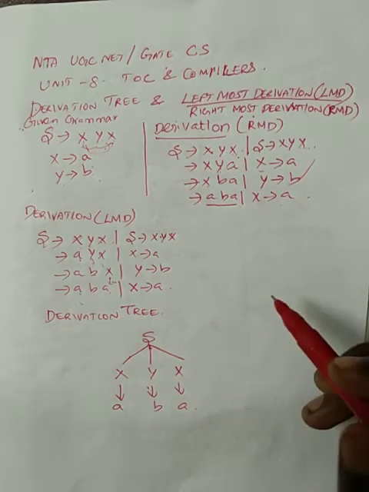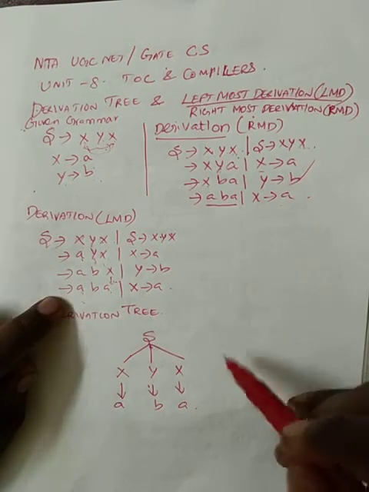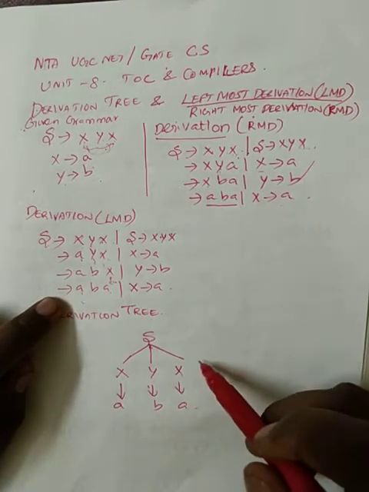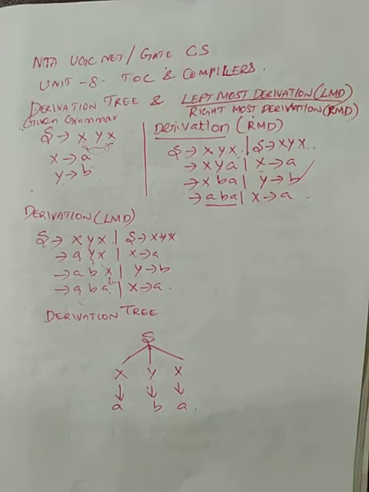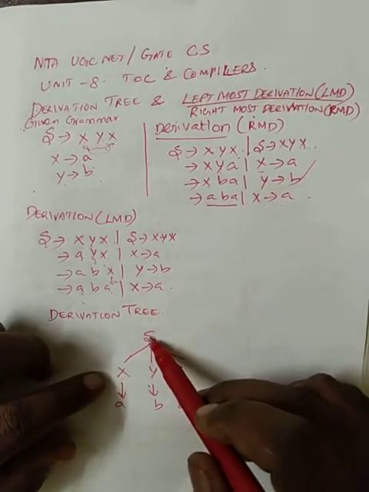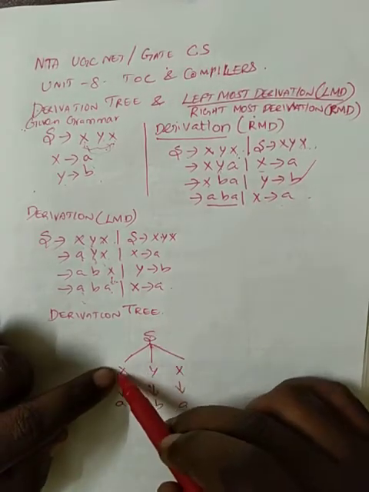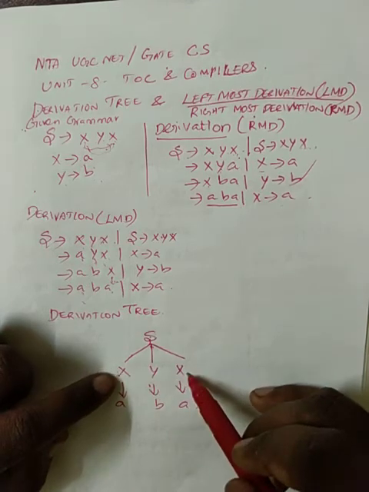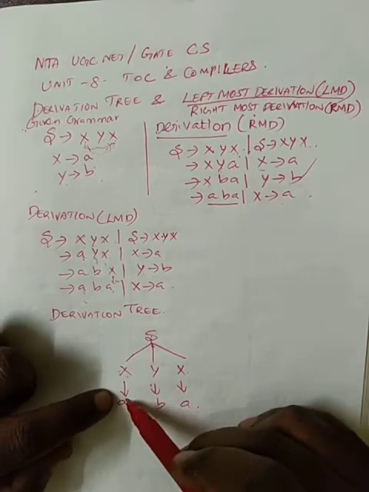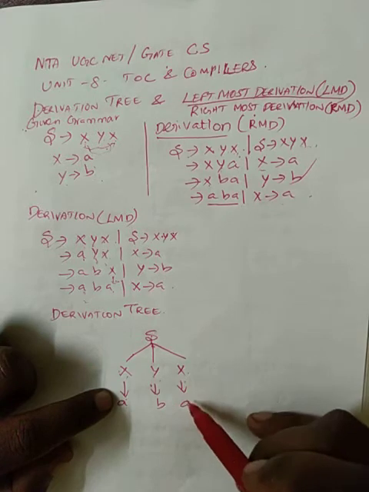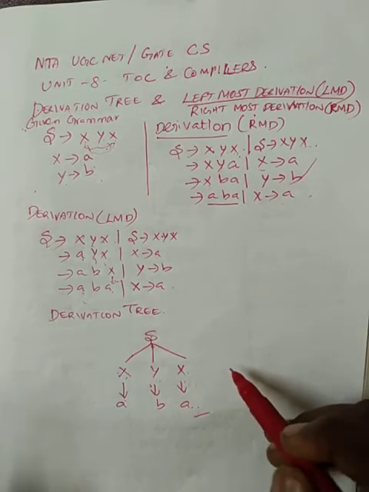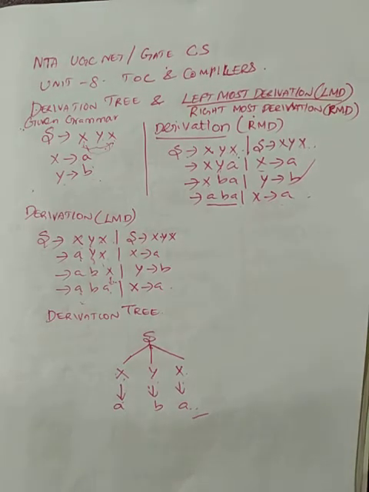What is a derivation tree? Whatever derivation we are doing, when that is represented in the parse tree concept, then it is called a derivation tree. Initially I generated S tends to capital X, capital Y, capital X, then this X into a, this Y into b, this X into a, like that I drew it, then it is called a derivation tree.